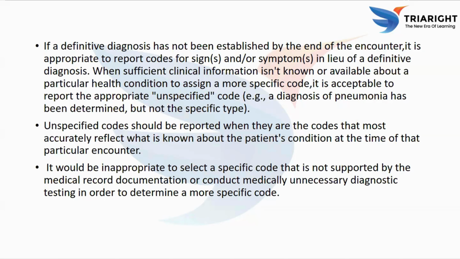For example, when the doctor knows the patient has pneumonia but not what type, code unspecified pneumonia. So when to use these unspecified codes? Use them only when they best describe what is known about the patient's condition at that time. They show the provider has documented as much as possible with available information. This is about how to use and when to use the unspecified codes.